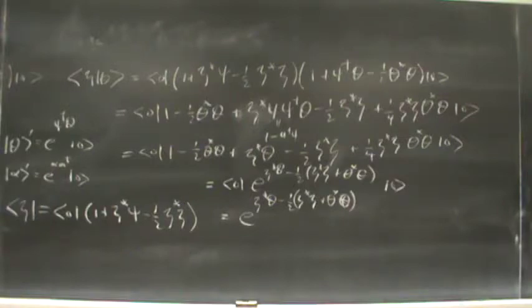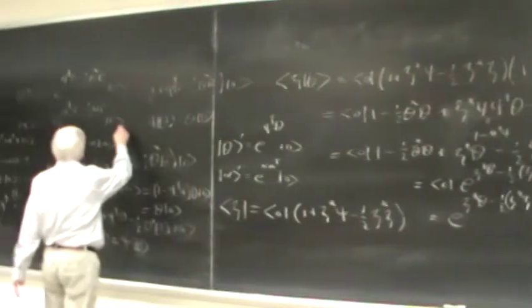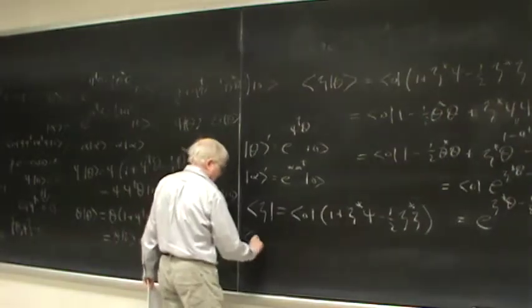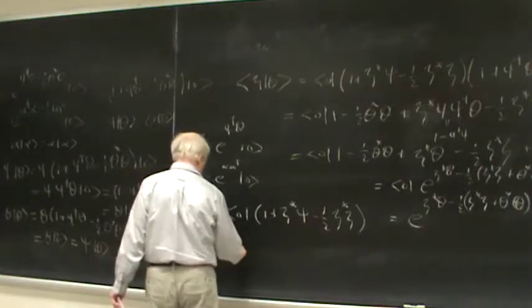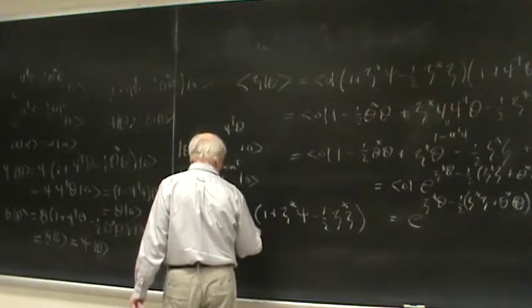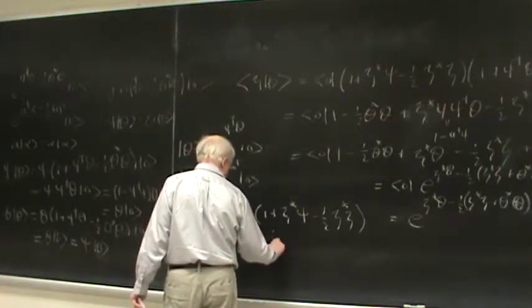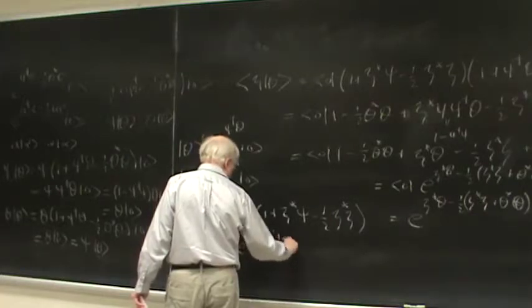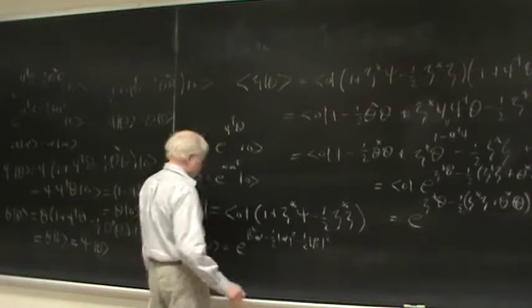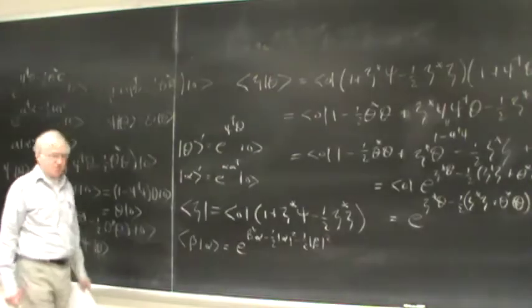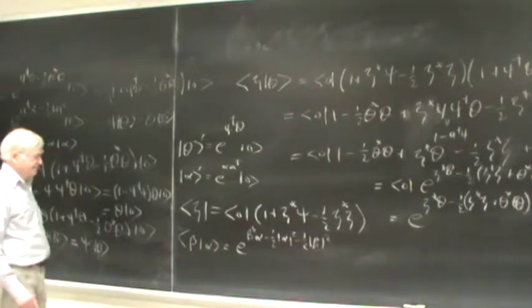Okay, so that's the inner product of two fermionic coherent states, and it may remind people. Let me just write down what the inner product of two ordinary coherent states would be. It's e to the beta star alpha minus a half alpha squared minus a half beta squared. So that's the inner product of two ordinary coherent states.